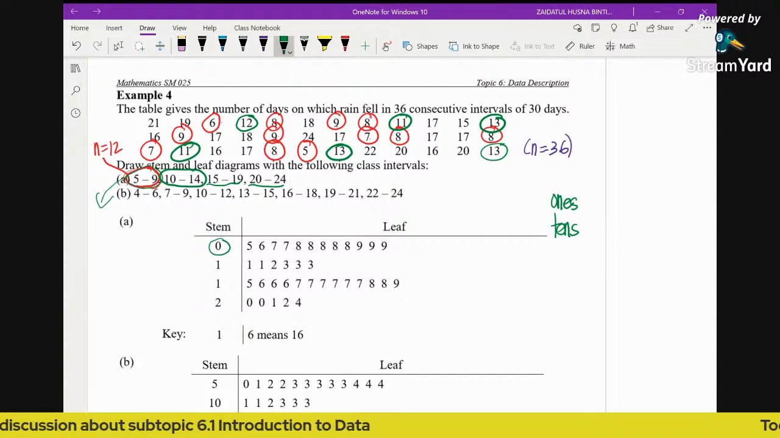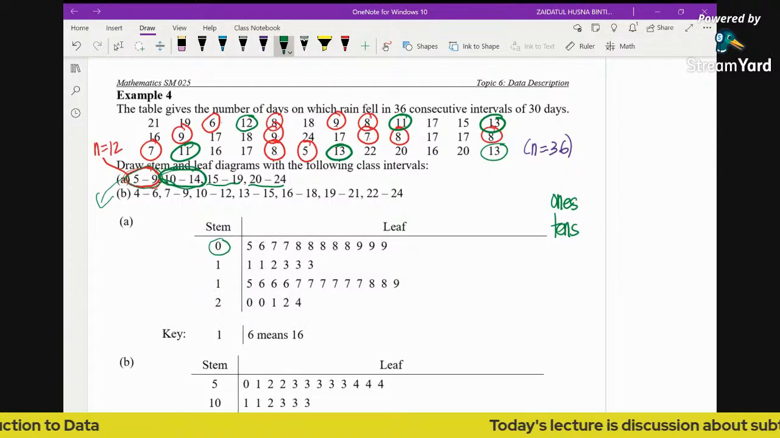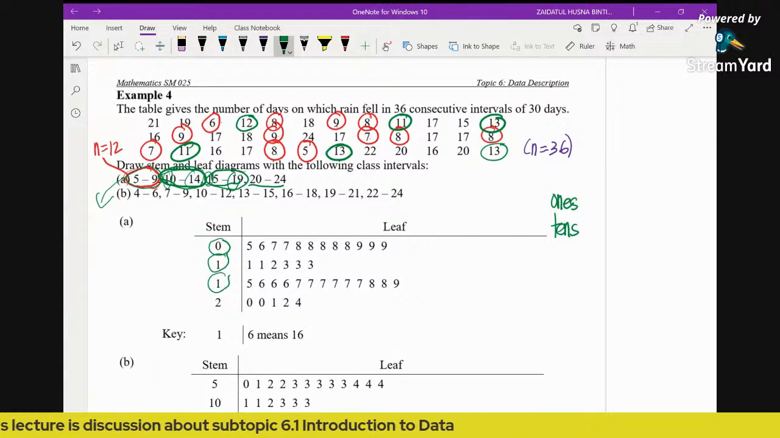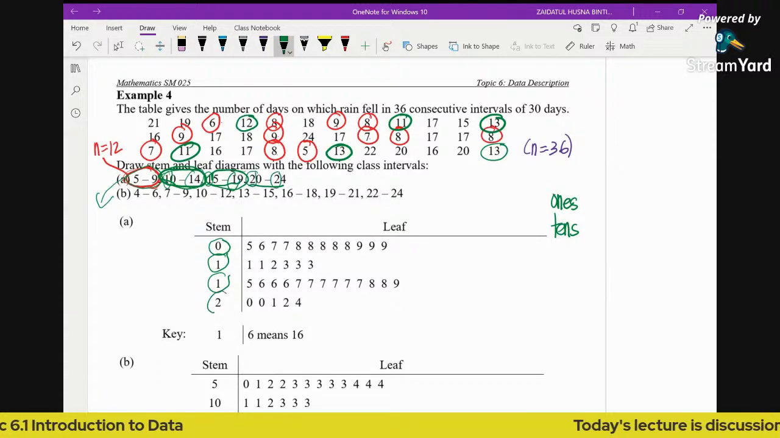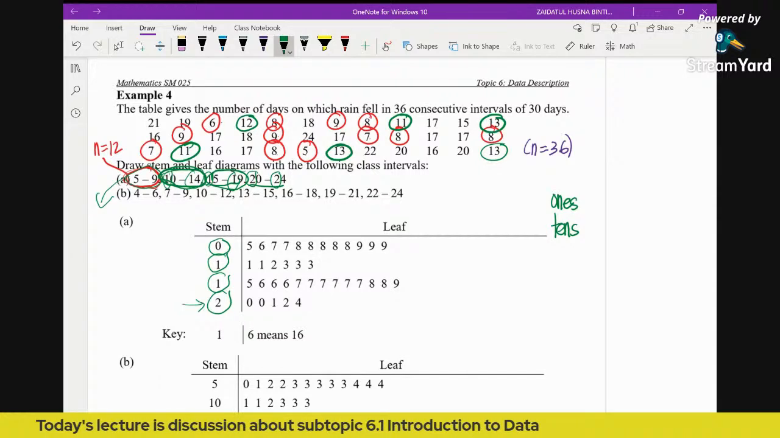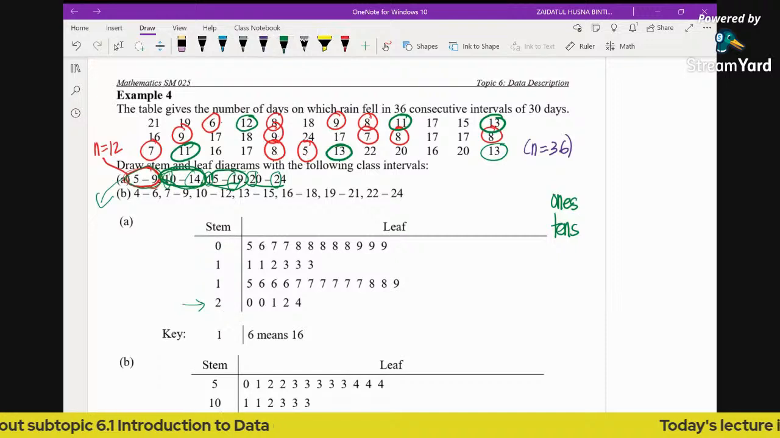While for the second interval, you can see there are tens digits, and the front number is 1, so that's why we put 1. The third interval also has front digit 1, so we put 1 to represent the tens digit. And here we put 2 to represent the tens digit, because the values in this interval are in the 20s: 21, 22, and so on. So we put the stem, and basically the leaf are just the values here.